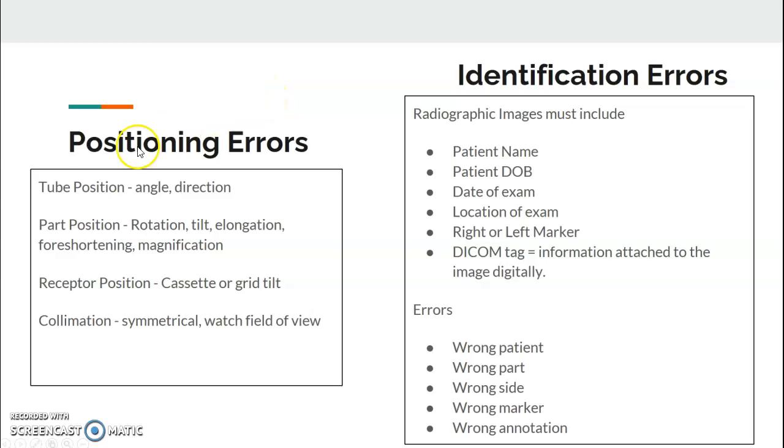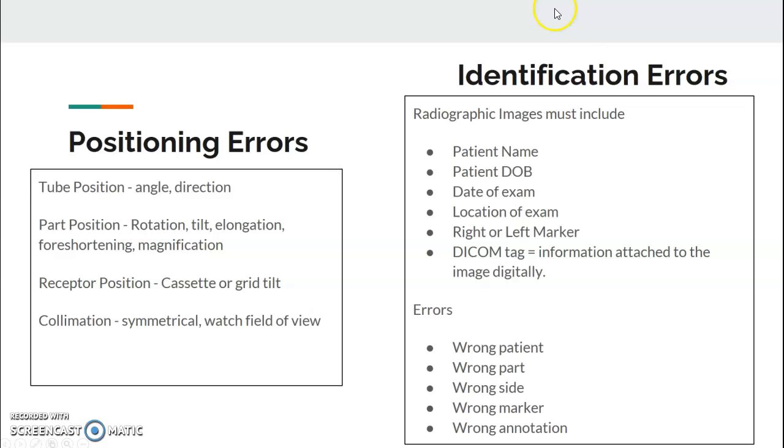Positioning errors that you could see, these are pretty obvious, and I know we've all done them, but tube position, you might have the wrong angle, you might have the wrong direction. Part position, it could be rotated, the part could be tilted, there could be elongation or foreshortening, magnification, right? If you increase OID, you're going to be magnified. Receptor position errors, your cassette or grid could be tilted. Collimation errors, the collimation should always be symmetrical, so watch your field of view, make sure you're collimating to the part.